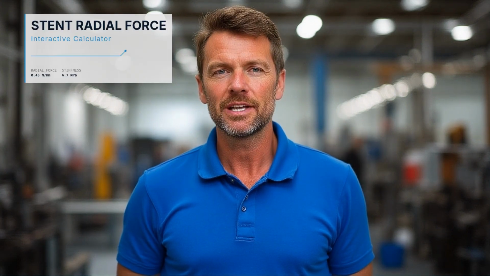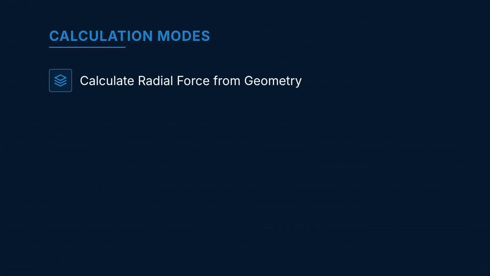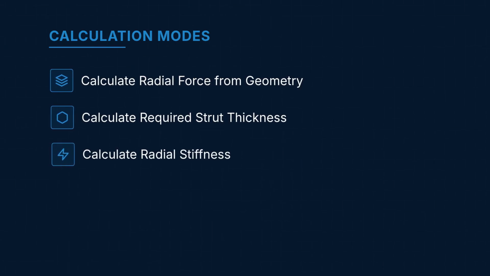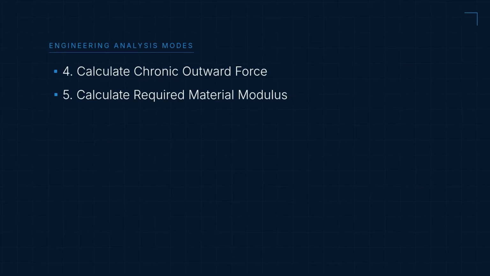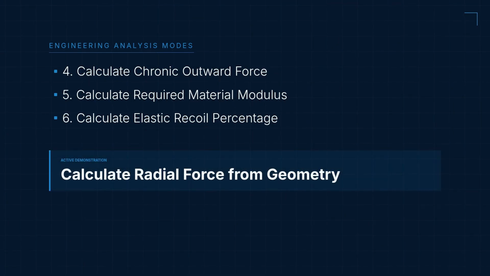The Stent Radial Force interactive calculator determines radial forces and mechanical properties for coronary stent design. This calculator offers 6 calculation modes: calculate radial force from geometry, calculate required strut thickness, calculate radial stiffness, calculate chronic outward force, calculate required material modulus, and calculate elastic recoil percentage. For this demonstration, I'm using calculate radial force from geometry.